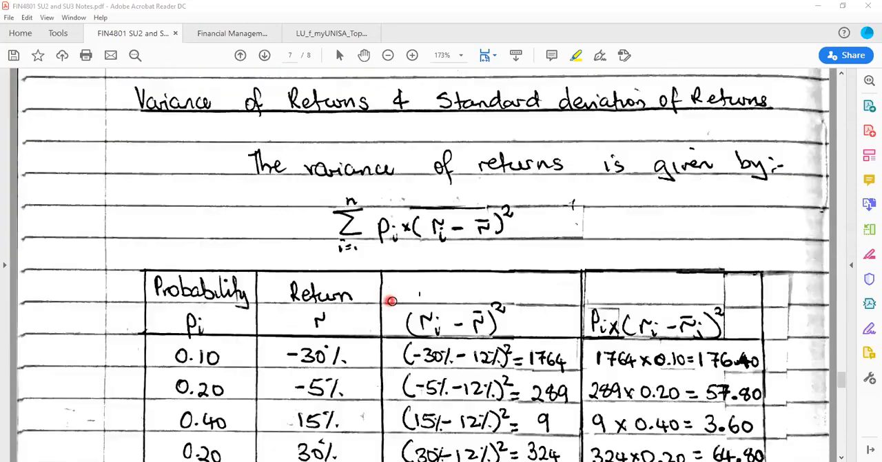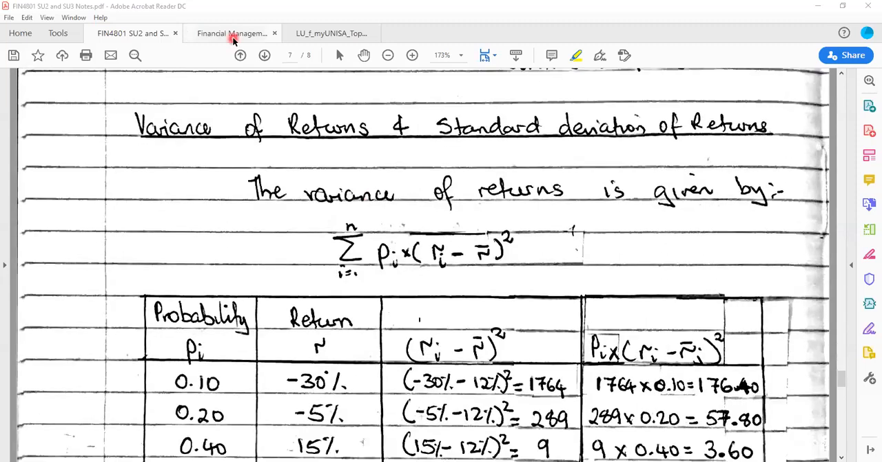We can also measure risk using the variance of returns and the standard deviation of returns. You might also be familiar with this. For the variance of returns, we'll use this formula. We take each probability multiplied by Ri minus R bar, where R bar is the expected return and Ri is the return in state i, and we square that.